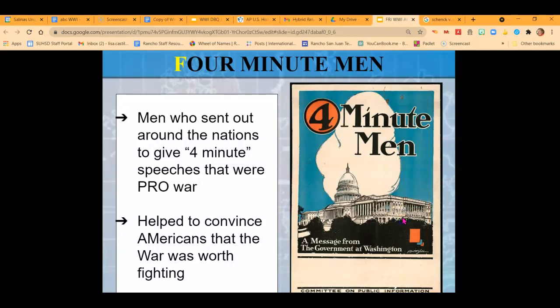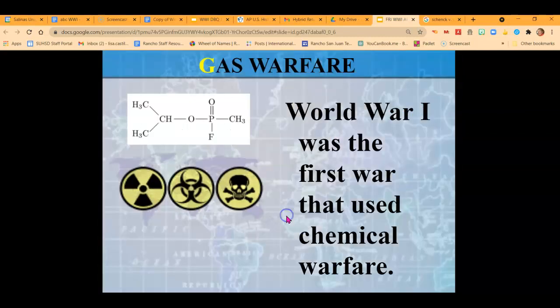All right. Another F here is the Four-Minute Men. These are going to be on the home front supporting the war. They were hired by George Creel for the Committee on Public Information, and these men quite literally were sent around the nation to give four-minute speeches to advocate for the war, help to convince Americans that the war was worth fighting. All right, we are on to G.